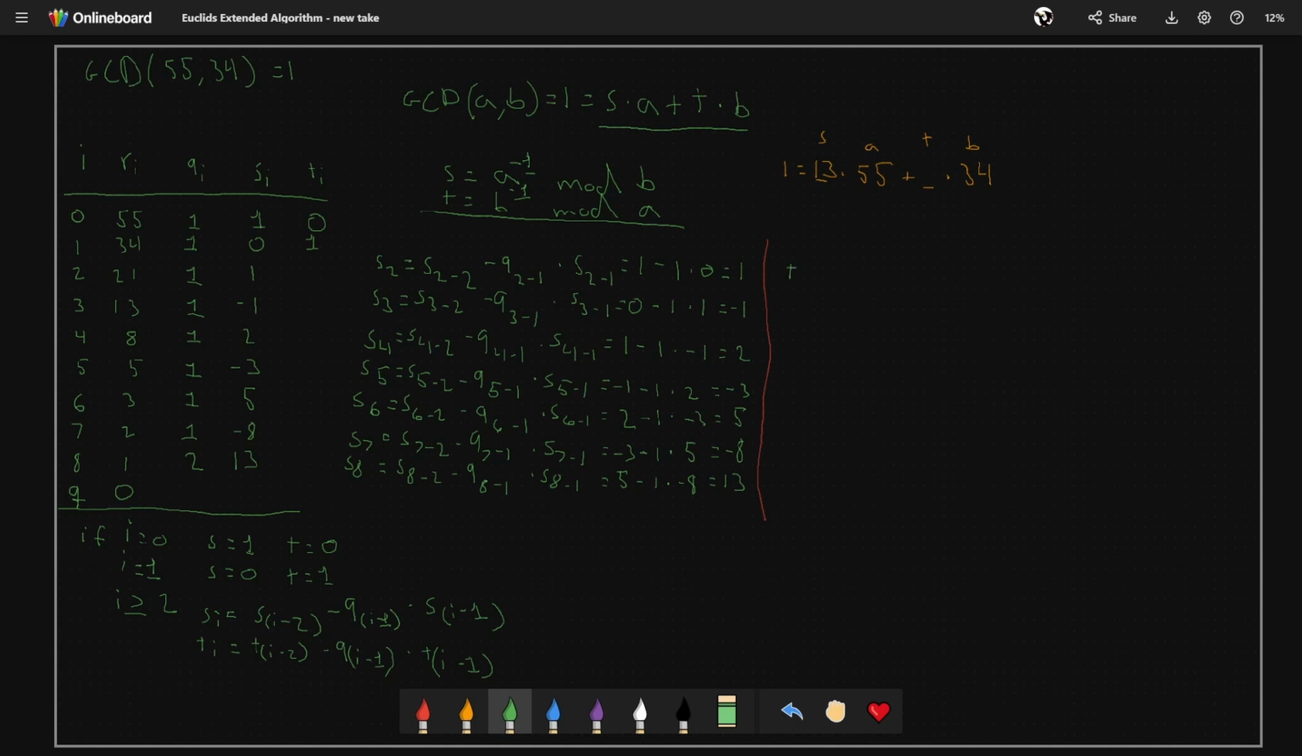So we'll have T2 is equal to T2 minus 2 minus Q2 minus 1 multiplied by T2 minus 1. Let me write a prettier t for you guys. Multiplied by T2 minus 1.